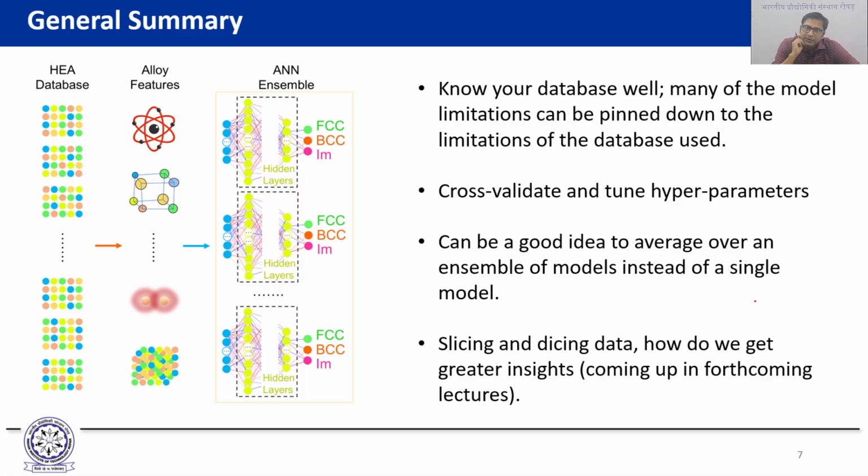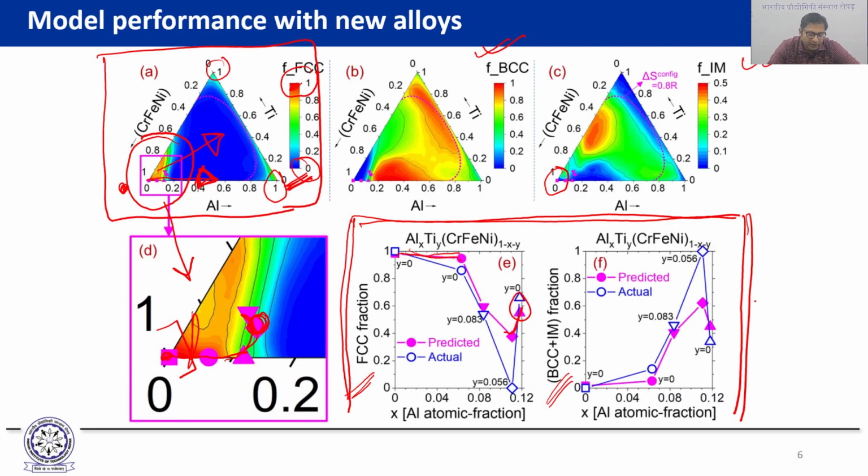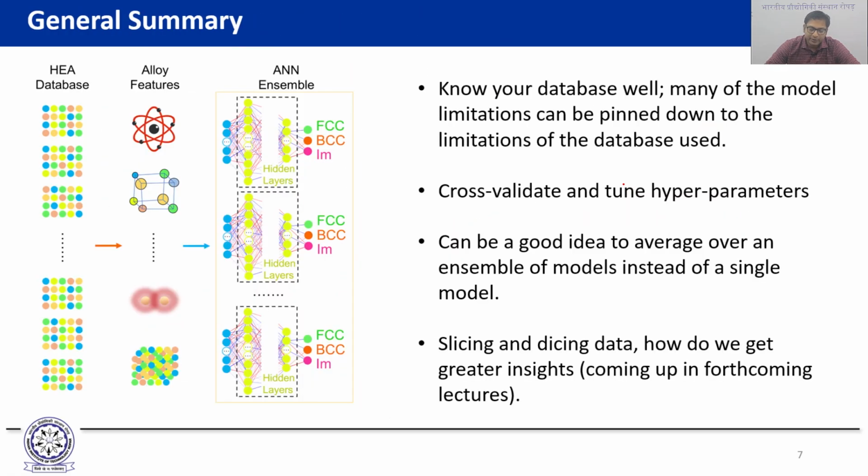And finally, you also need to think how you can slice and dice your data so that you can get more and more insights from the model. So here in the previous case, when we were talking about this aluminum, titanium, chromium, iron, nickel, we simply compared with the experimental data. We visualized our model predictions by using this contour type of mapping, and that allowed us to visualize where the face-centered cubic crystal structure would be disappearing, where the body-centered cubic crystal structure would be appearing, and so on. So simply by running your model over a variety of parametric values, you can get an idea of how the model is going to behave and what the model is going to predict.